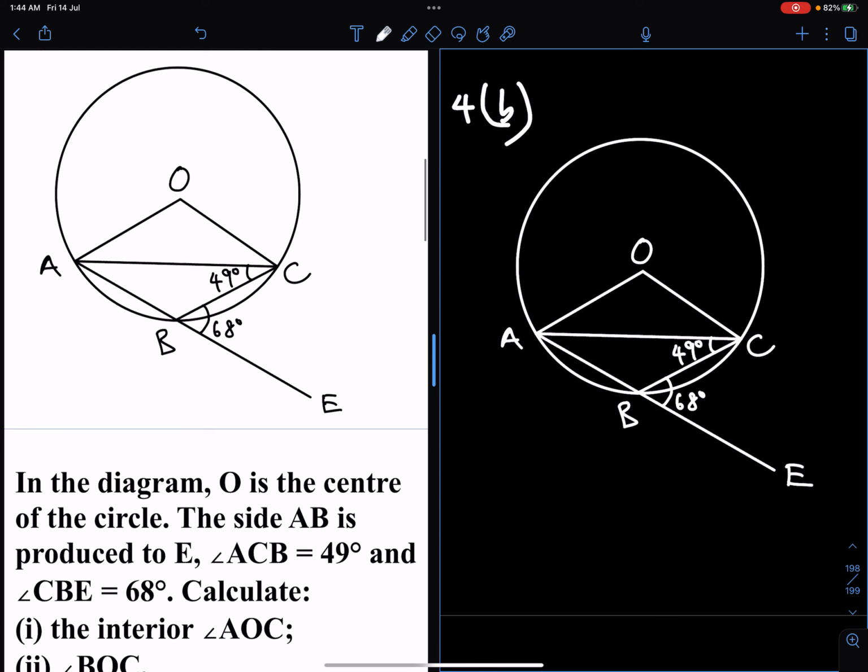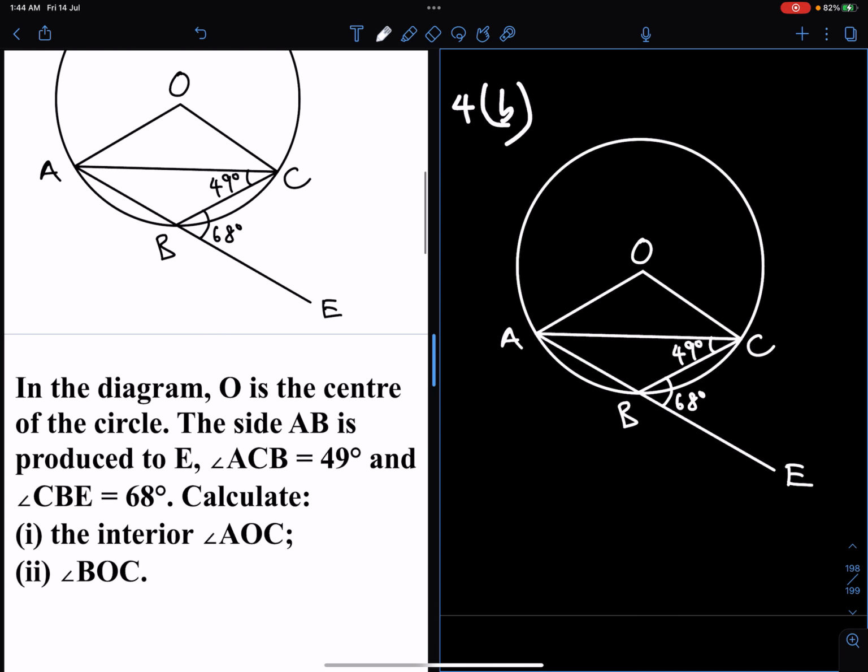This is the diagram. And the question is, in the diagram, O is the center of the circle. The side AB is produced to E. Side AB, as we can see, is produced to E. Angle ACB is equal to 49 degrees, and angle CBE is equal to 68 degrees. Calculate Roman figure 1, the interior angle AOC, and Roman figure 2, the angle BOC.